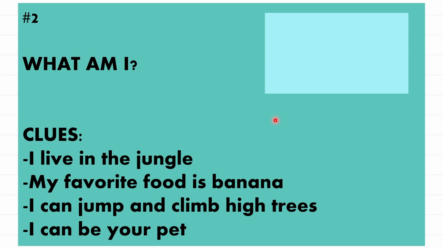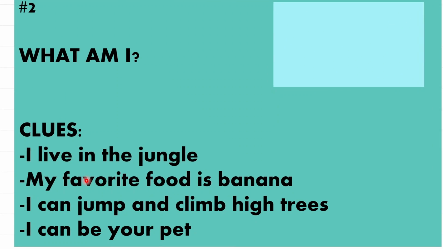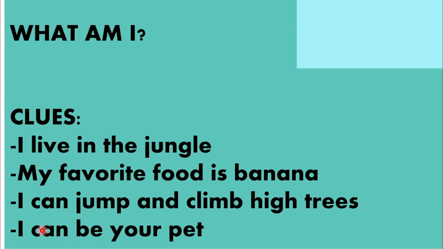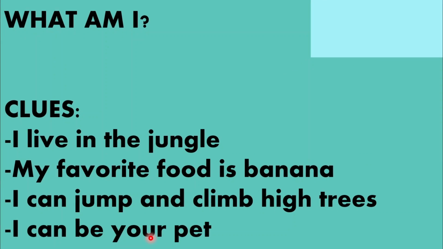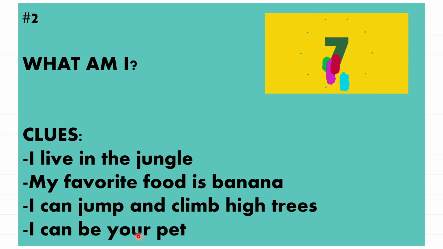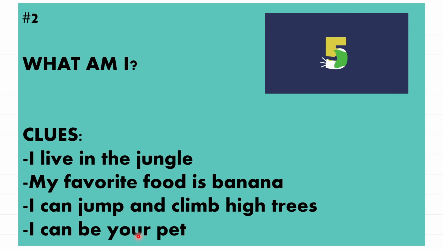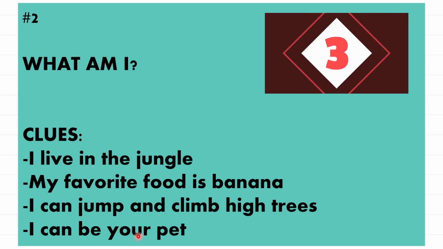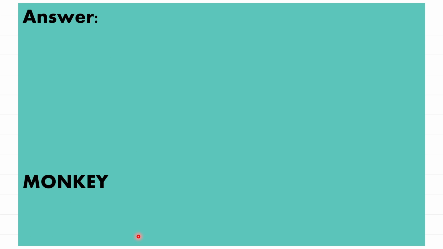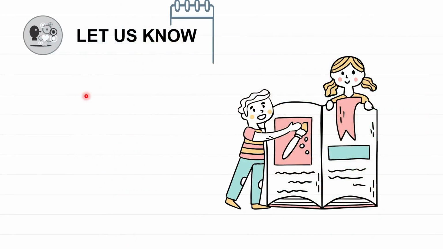What am I? Clues. I live in the jungle. My favorite food is banana. I can jump and climb high trees, and also I can be your pet. Answer that in 10 seconds. Got it? Now, let us reveal the answer for this number. Okay? Alright, correct. Alright, let us know.